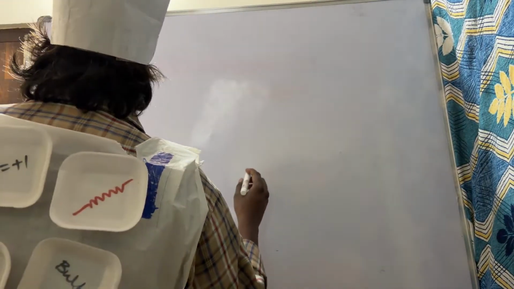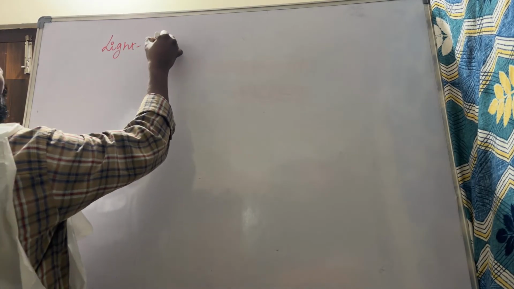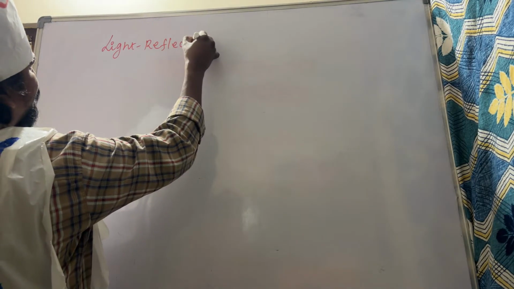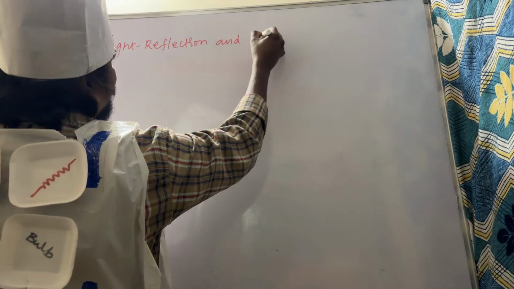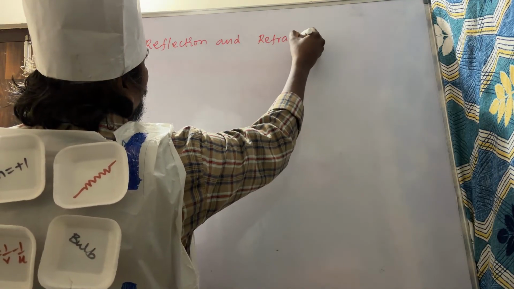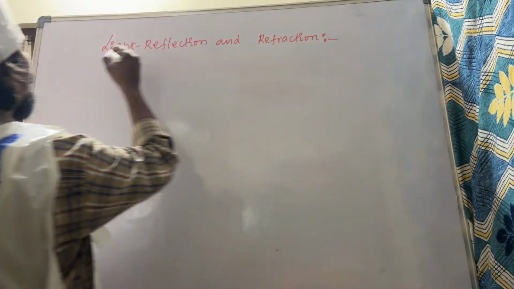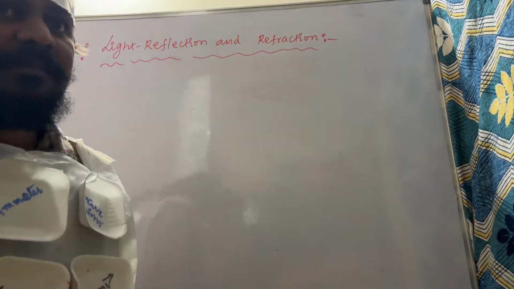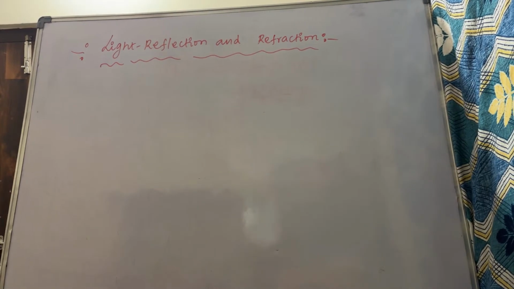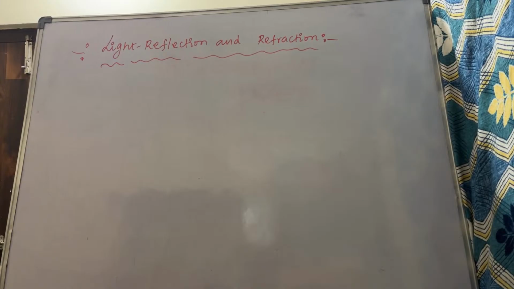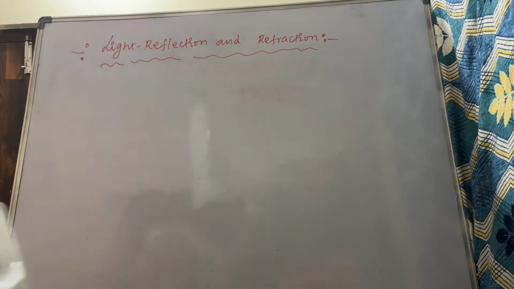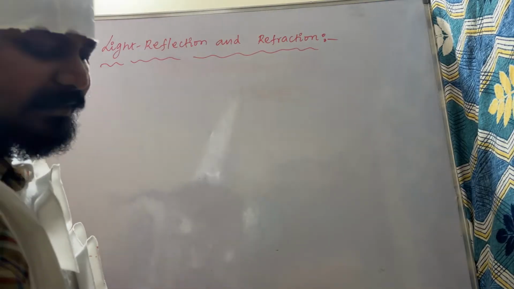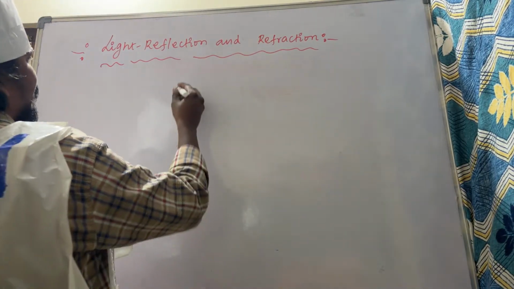Light reflection and refraction. Okay, so now we can see here light is a form of energy which gives the sensation of sight.